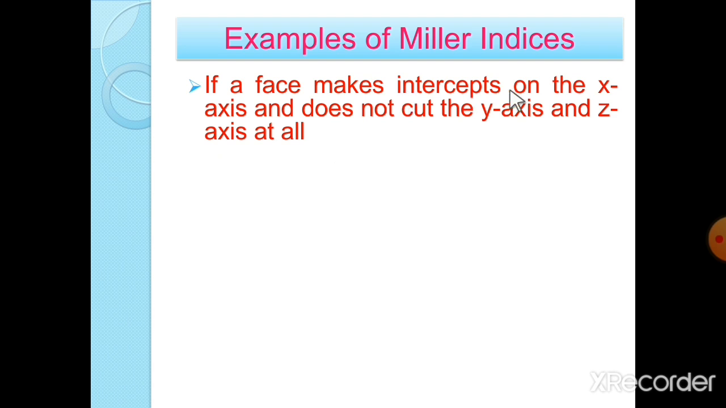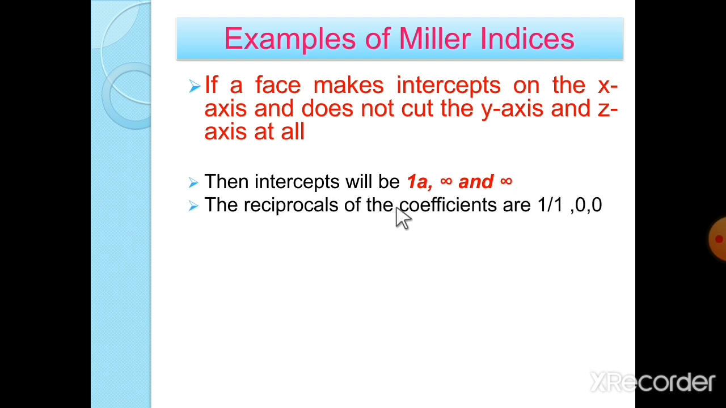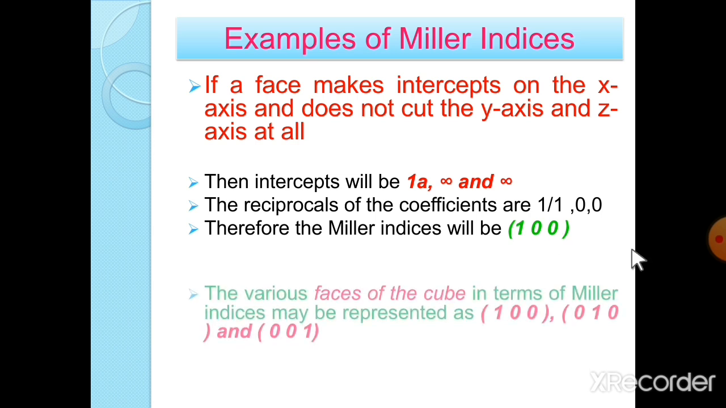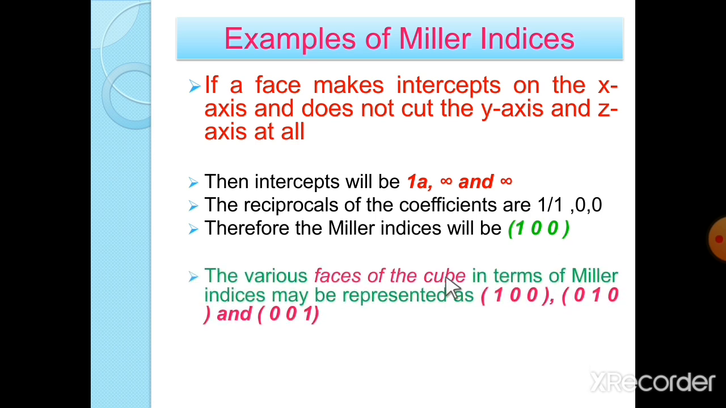If a face makes intercepts on the x-axis and does not cut the y-axis and z-axis at all, then intercepts will be 1a, infinity and infinity. The reciprocals of the coefficients are written as 1 by 1, 0 and 0. Therefore, the Miller indices will be 1, 0, 0. The various faces of the cube in terms of Miller indices may be represented as 1, 0, 0, 0, 1, 0 and 0, 0, 1.